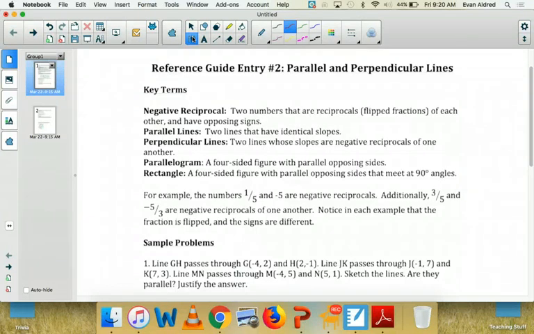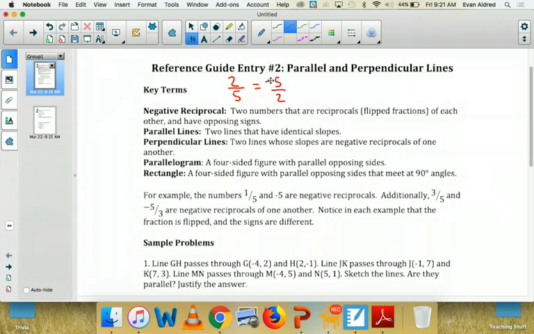So, for example, we can look at a few examples of negative reciprocals. Let's say we started with the value 2 over 5, and we wanted to determine its negative reciprocal. Well, we start just by flipping the fraction. So it becomes 5 over 2. Since we started with a positive value, its negative reciprocal will be negative.